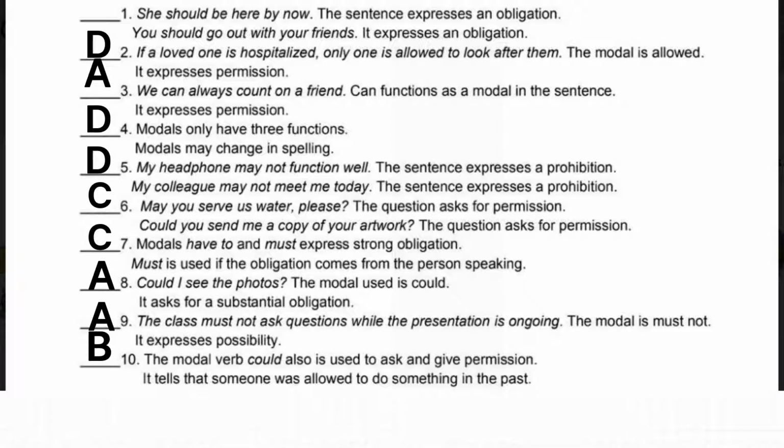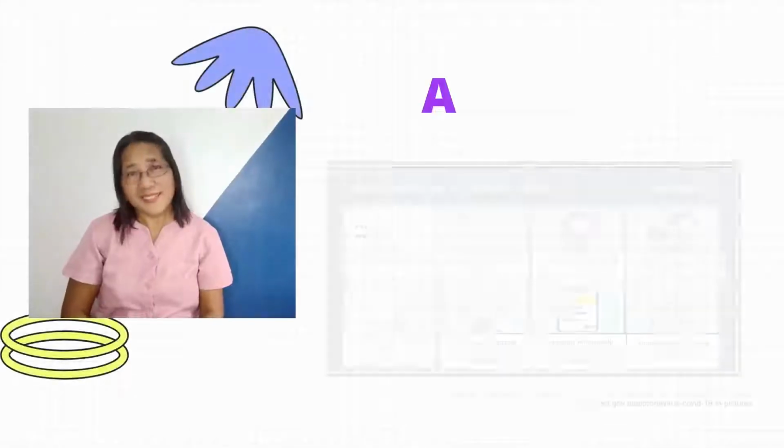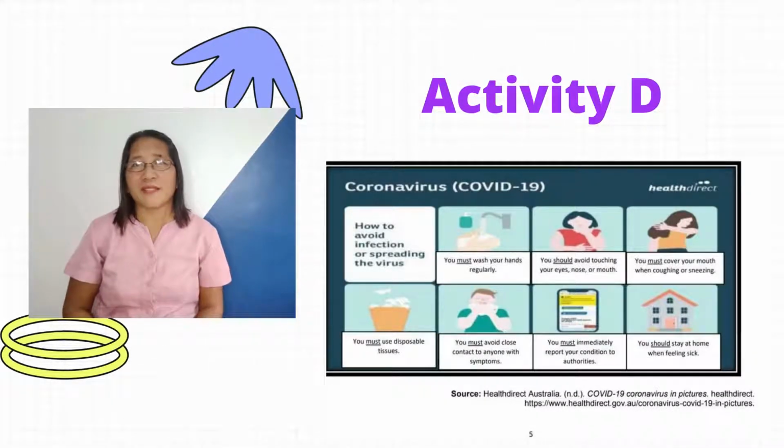Lastly, number 10. The answer is letter B. Statement 1 is incorrect because modal verb could is only used to ask for permission. But statement 2 is correct. You did it, class! One more activity left.